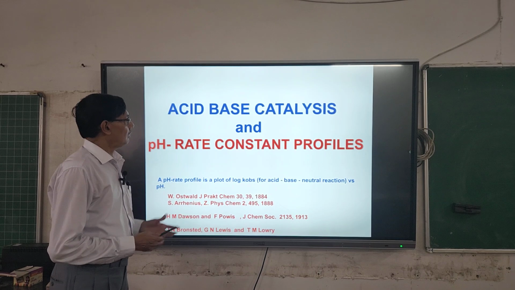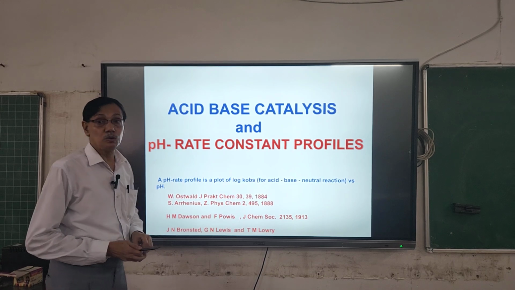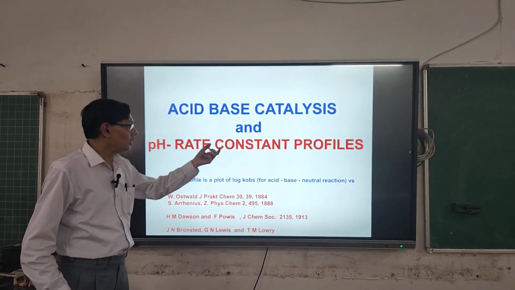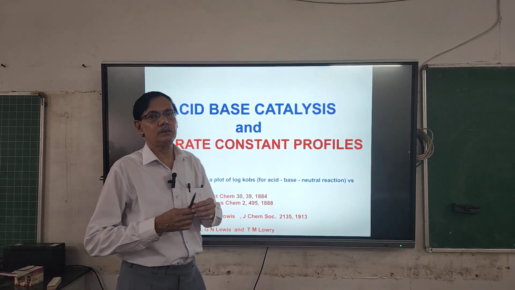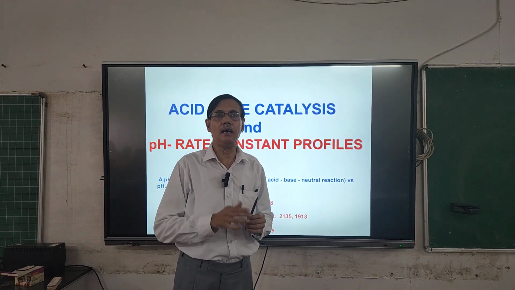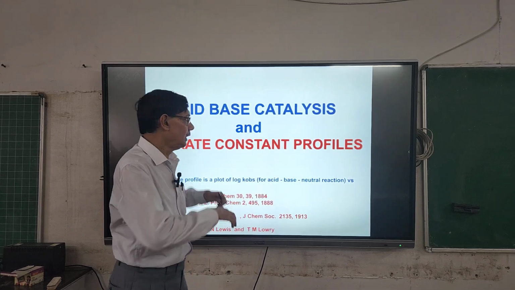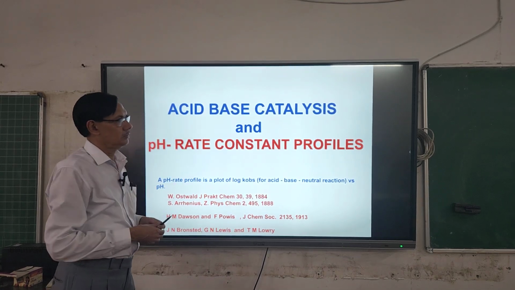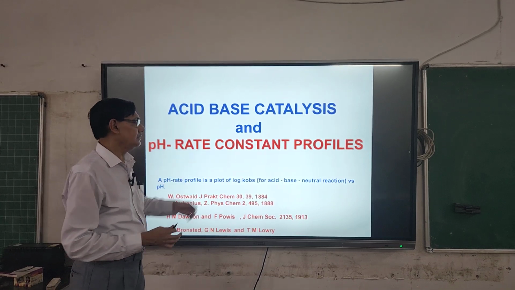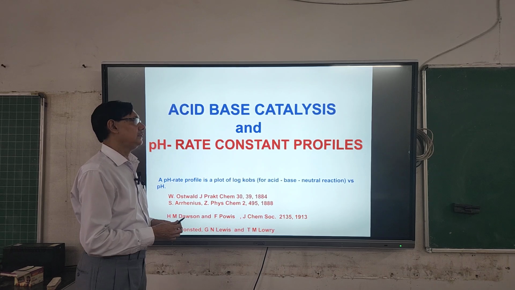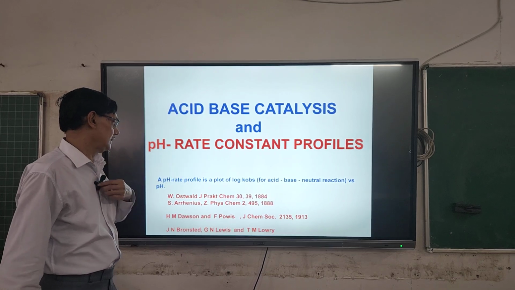And I have already told you that today I will discuss not only the acid base catalysis but also the pH rate constant profile. And what is the meaning of pH rate constant profile? That means if we plot a graph between log of k observed and pH, you will get different types of graphs, different types of lines. And on the basis of these lines, you have to predict the nature of the catalysis. And that is a very important question for the examination.